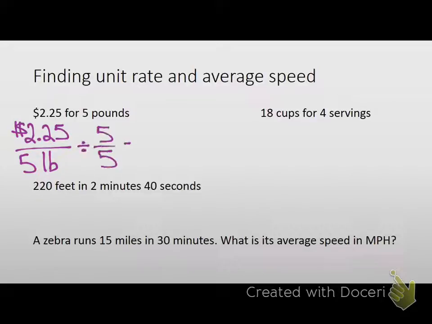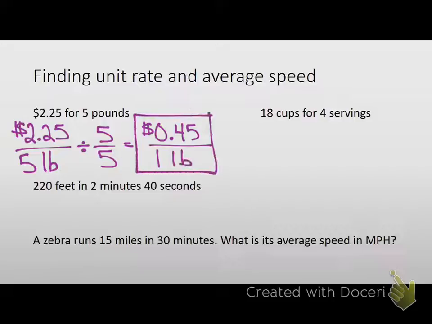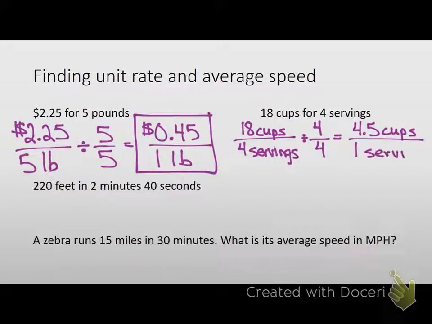Okay. So divide top and bottom by 5. Did you get 45 cents per pound? All right, good. Now 18 cups over 4 servings. Did you get 4.5 cups per serving? Yes. Okay, very good. And again, make sure you label.